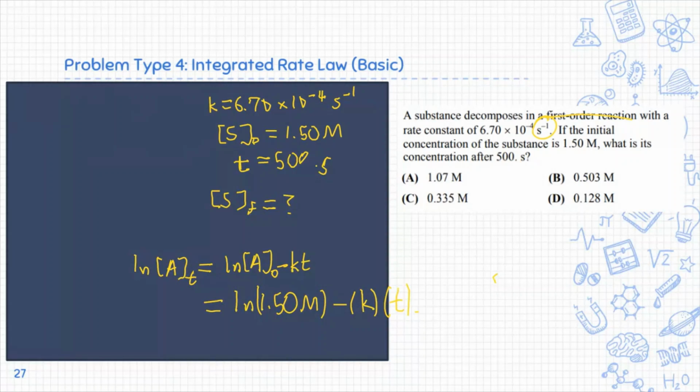And what I'm getting is 1.07 moles. Did you guys get that? Just say in chat.